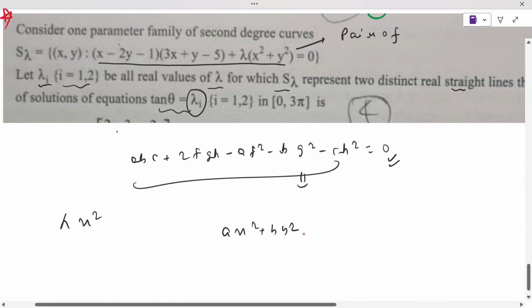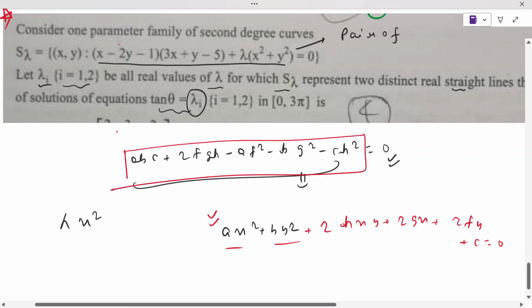And as I said, for any particular equation, ax squared plus 2hxy plus by squared plus 2gx plus 2fy plus c equal to 0, to represent this particular family, the second equation has to represent a pair of straight lines. What is the condition? This particular determinant value should be 0. Then just write this particular equation in this format, equal to 0. The unknown value is lambda, no? So tan theta equal to lambda i equal to 1, 2. Two solutions you will get.